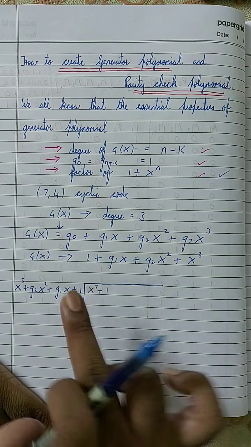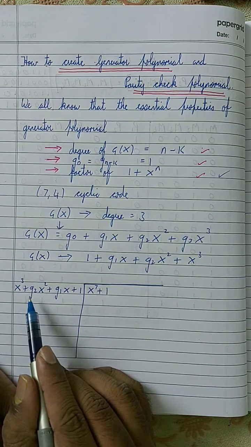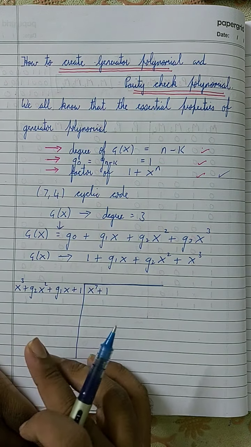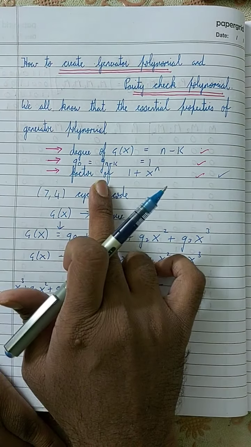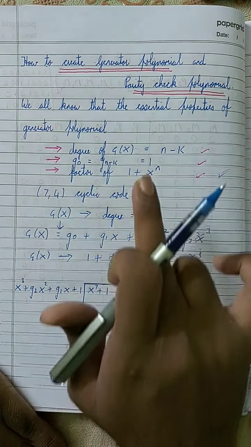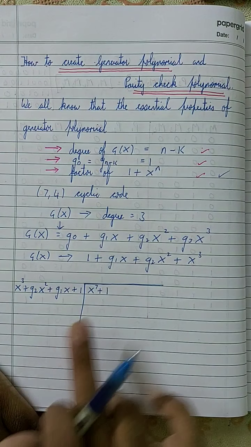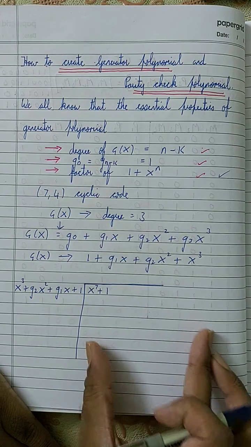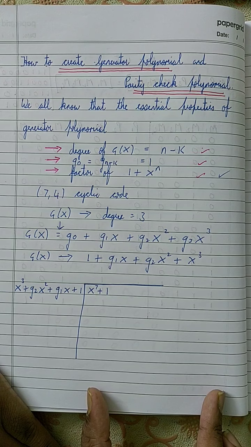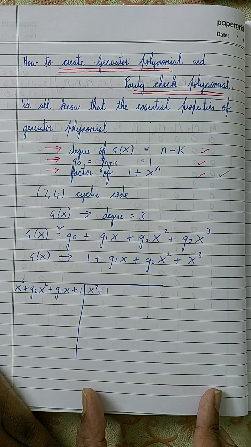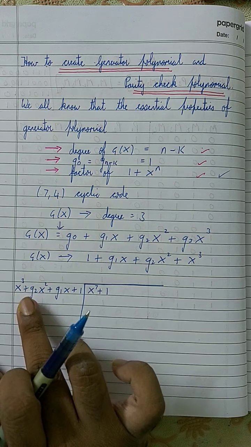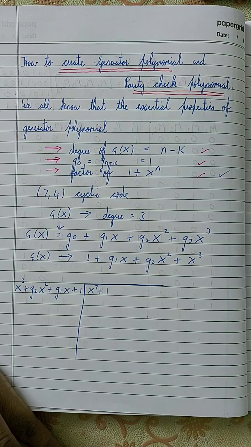The problem here is that I need to find the value of g2 and g1. In order to find them, I know that according to the third property, this g of x is a factor of 1 plus x raised to 7, or x raised to 7 plus 1. So I'm going to divide this and find its remainder, and then equate that remainder to 0. By equating the remainder to 0, I can find the value of g2 and g1. So that is what I'm going to do here.